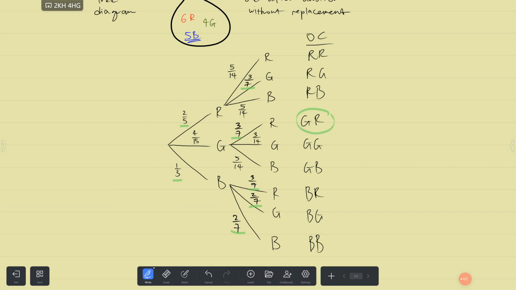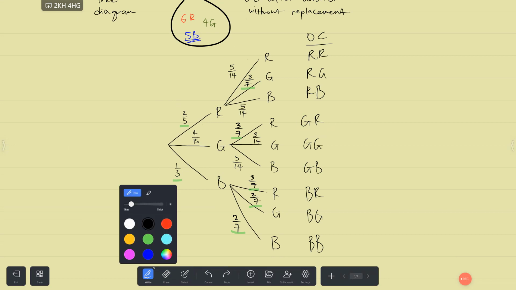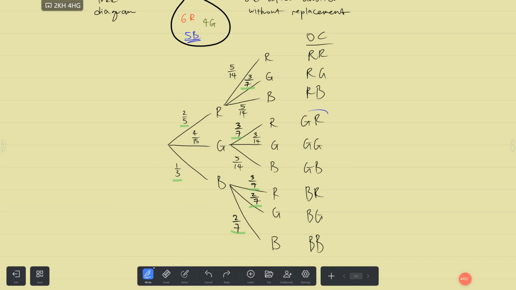To recall what one of these means, for example GR, what we're looking at for GR is a green marble followed by a red marble. That's what GR stands for. One way to understand "followed by" is as a conjunction, so it's "and then" red. We're going to use this to solve questions later on, but that's it for now.